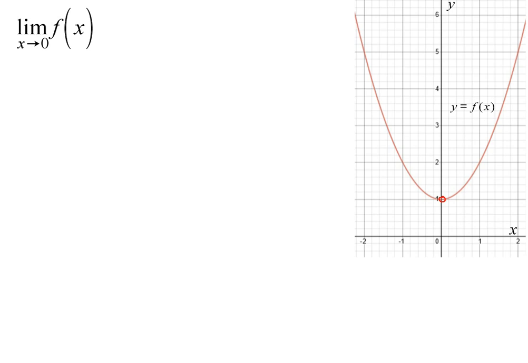In the second one here, the value at x equals 0 of our function is undefined, but that doesn't affect the limit. The limit is simply the y value that we are approaching as we get close to x equals 0. So from the left and from the right, it is approaching y equals 1, and this limit is still equal to 1, even though the value of the function is undefined.